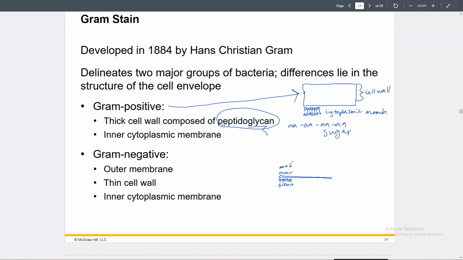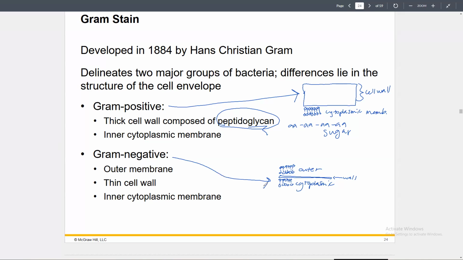Because they have a very thin cell wall, it just doesn't give them enough structure and support. So the outer membrane adds that extra support that would be lacking because we have a thin cell wall. They're compensating by having that extra outer membrane. So outer, and this is cytoplasmic, the Y. And then this is the wall that's made up of peptidoglycan. So this is our gram negative.